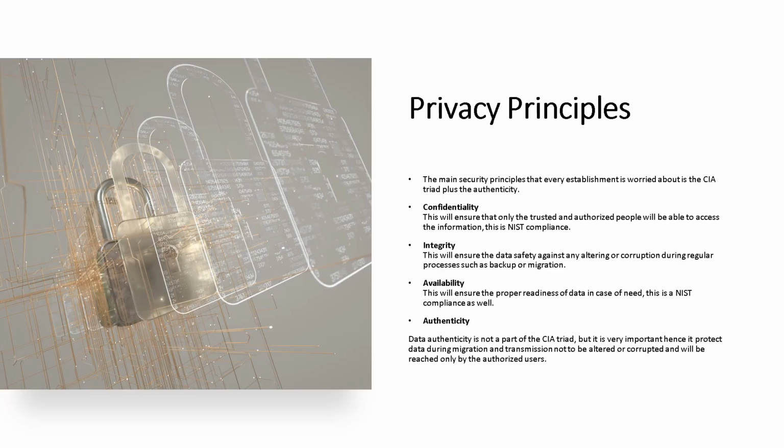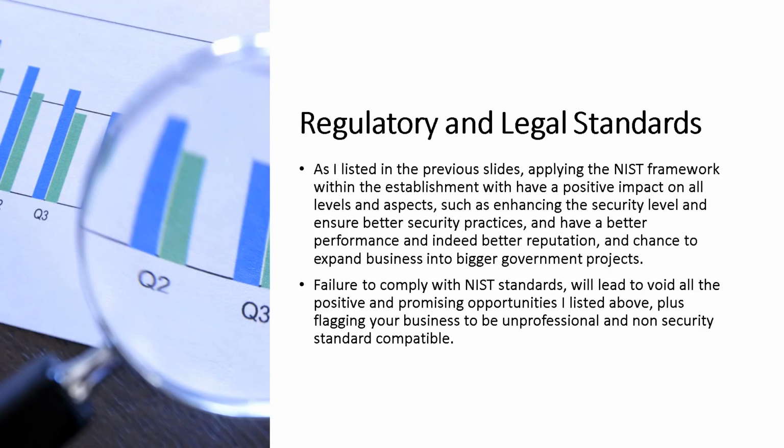Privacy principles: the main security principles that every establishment is worried about are the CIA triad plus authenticity. We all know the CIA triad consists of confidentiality, integrity, and availability, and authenticity is a very essential aspect to shed light on in this process.